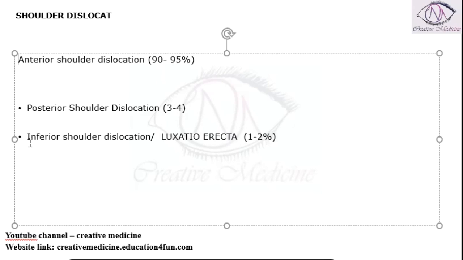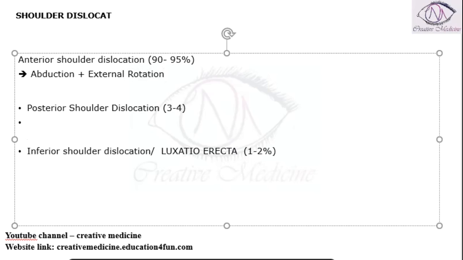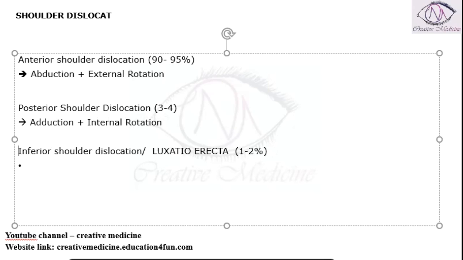Now, in anterior shoulder dislocation, abduction with external rotation is seen in the patients. The hand is in abduction and external rotation. Actually, it is the position of the joint, not the defect, that is in abduction and external rotation in anterior shoulder dislocation, whereas in posterior shoulder dislocation the position of the joint is in adduction with internal rotation. Then the position of the joint in inferior shoulder dislocation is hyperabduction.